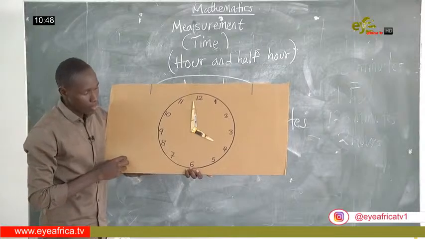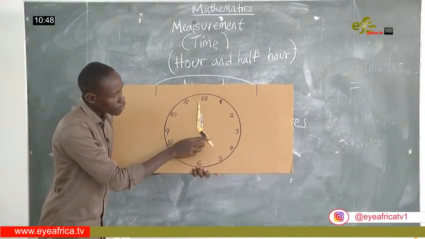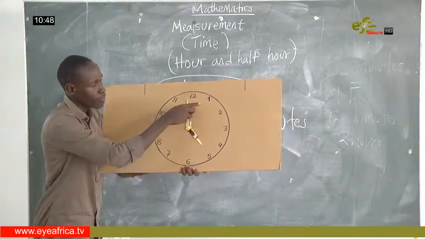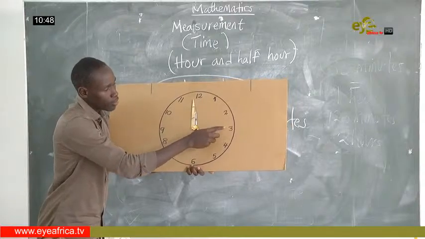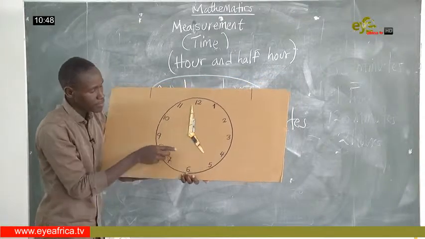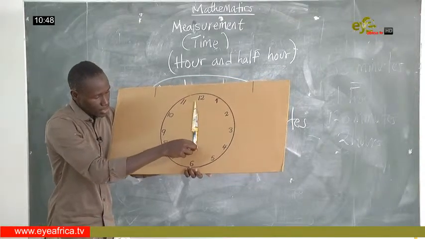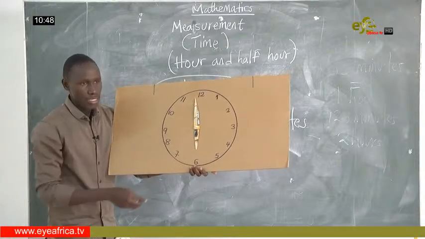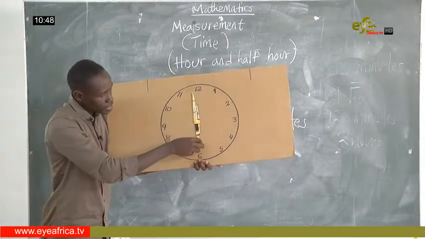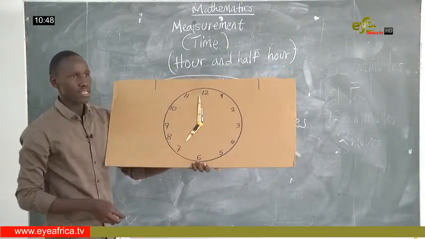It's going to be another hour. From 4 to 5, the same thing. So you will see that we're going to have 1 hour, 2 hours, 3 hours, 4 hours. We have here 5 hours. From 5 to 6 will give me 6 hours. From 6 to 7 will give me 7 hours.